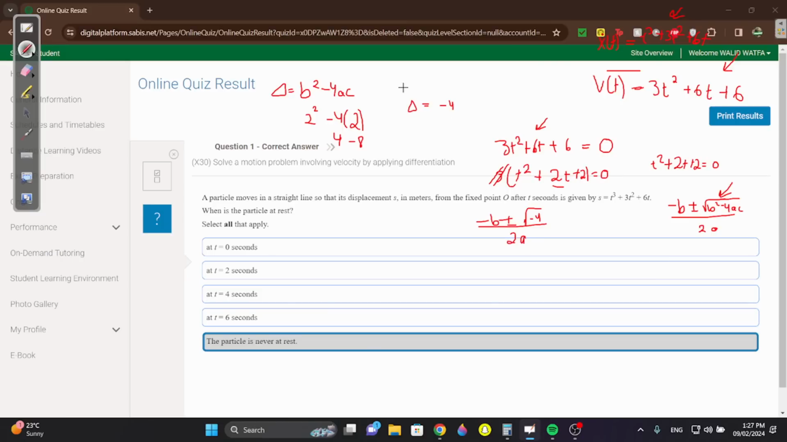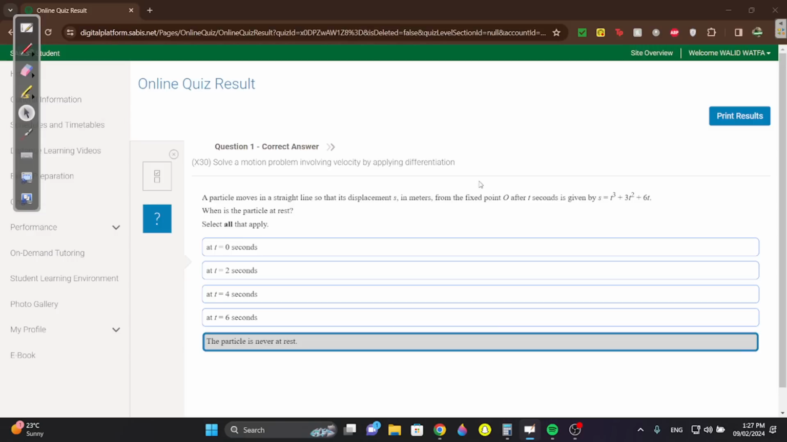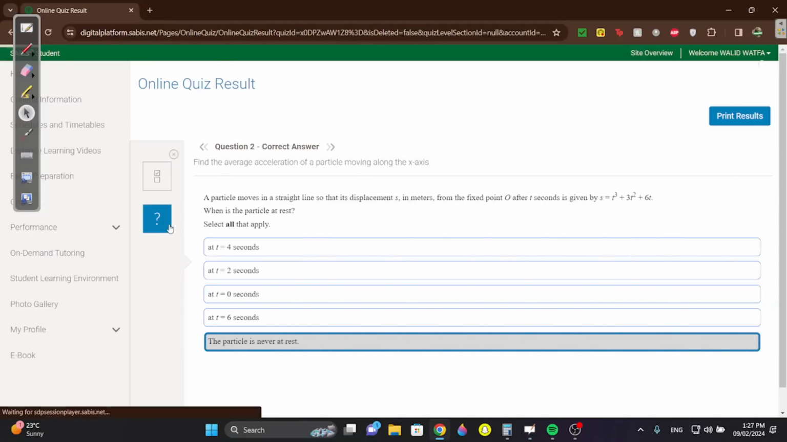Without continuing, if delta is a negative number, you know there's no solution, right? Because you can't have a radical of a negative number. Okay, so immediately you can say there's no solution, put an x on everything, it's never at rest. Okay, that's why. If you put it in a calculator, it's going to give you undefined, and that's just way easier if you have a calculator.